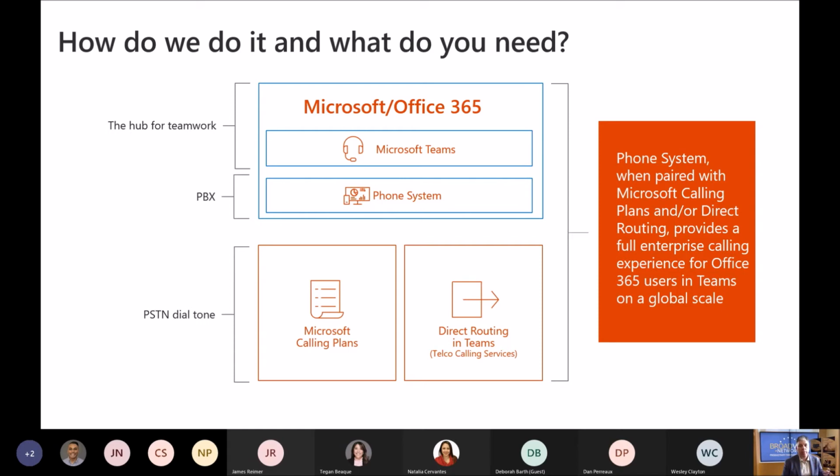So Phone System paired with Office 365, which includes Teams, paired with either a Microsoft Calling Plan or Direct Routing gives you an entire phone system with telephone connectivity. So Teams becomes the telephone application that you're using, no matter what physical device it's on. It's talking to the back end PBX, the phone system, and it's talking to the telephone network, whether it be through the Microsoft Calling Plans or Direct Routing. So the structure is very similar to what you're doing today. It's just the primary component, the PBX, is hosted in the cloud.